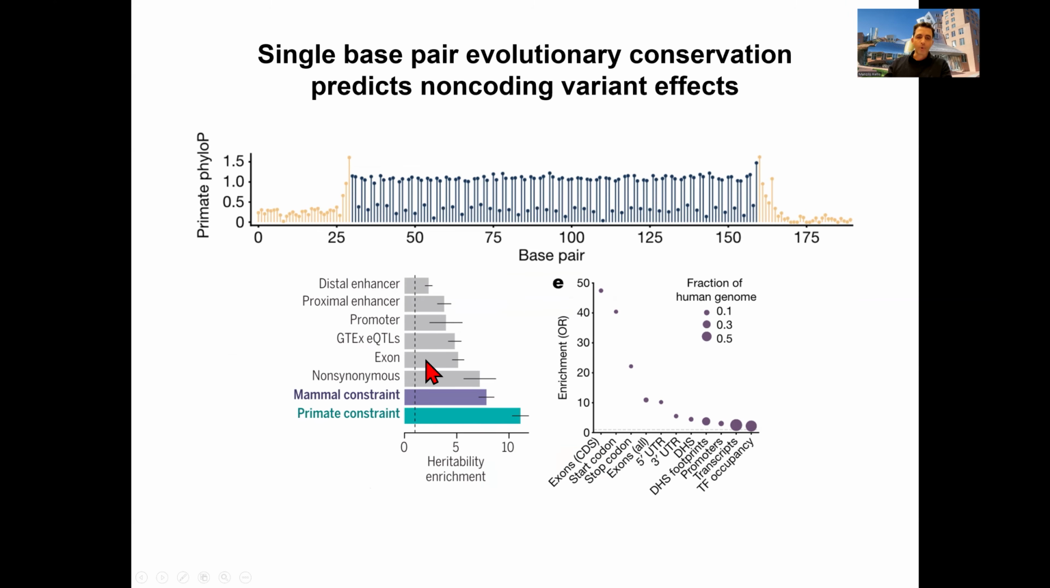So if you take protein coding exons, that's where you would expect most of the heritability to sit. Well, it turns out that these constrained regions are much more enriched in heritability, almost twofold higher than even protein coding exons. So they're tenfold higher than what you would expect by chance. So basically mammalian constraint is very enriched, but primate constraint is even more enriched, suggesting again a lot of human-specific constraints in these.